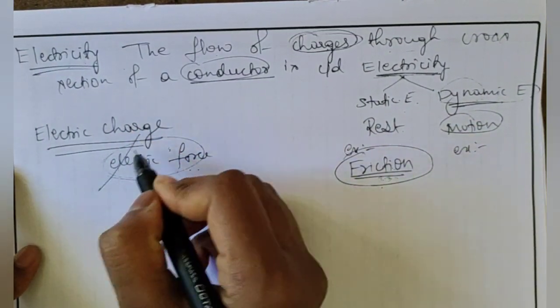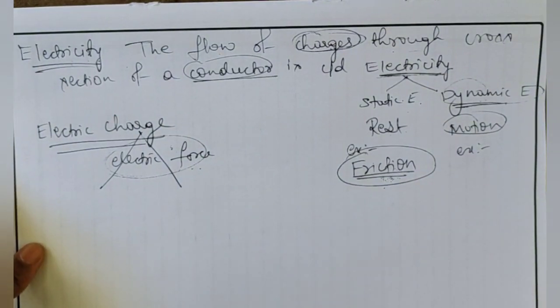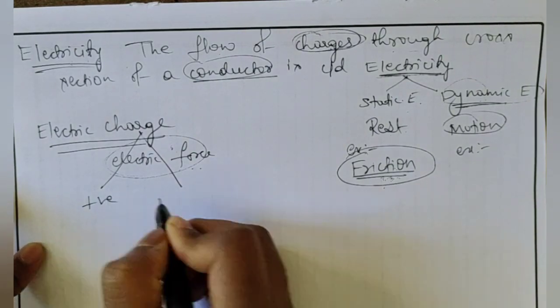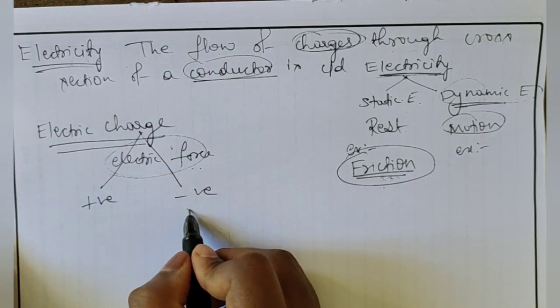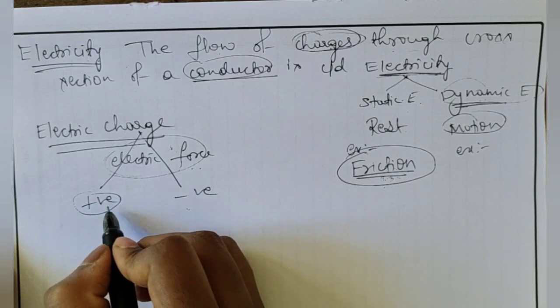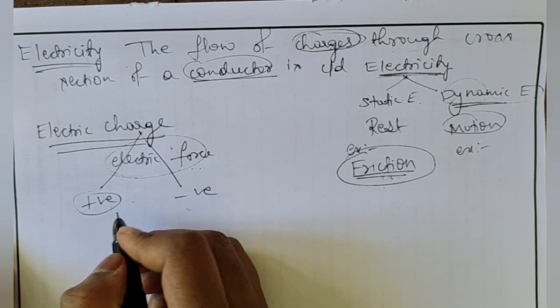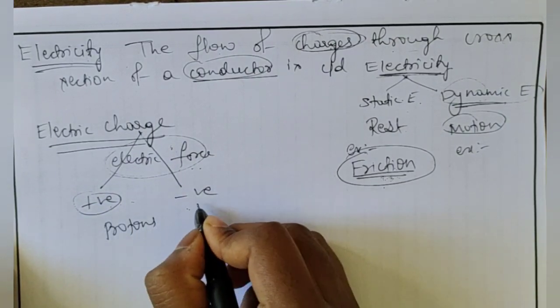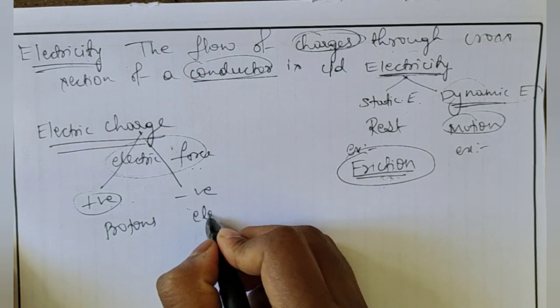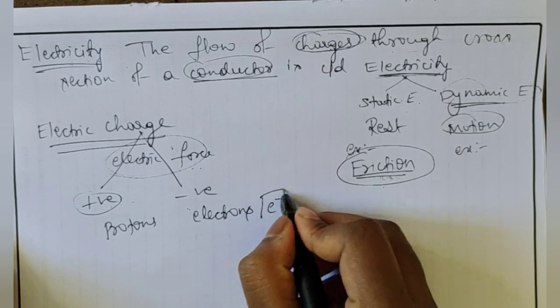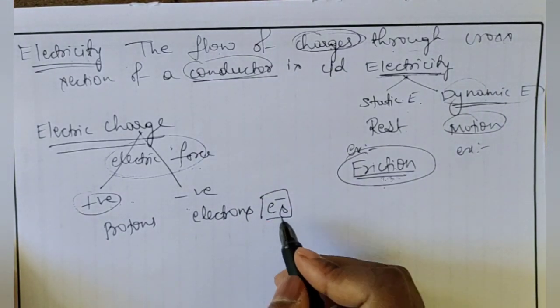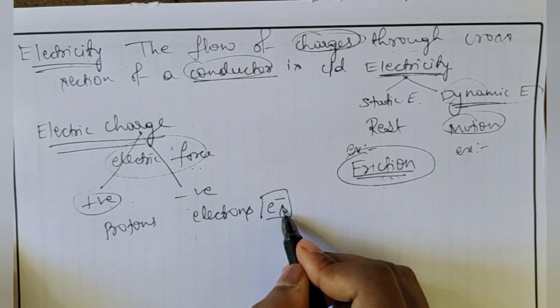Now we already know that charges are classified into two types. What are the two different types of charges? That is nothing but positive charge and negative charge, right? Now, just to recall some terms from your chemistry part, positively charged particles are called what? Protons, no? And negatively charged particles are called electrons. Electrons can be written as e⁻. Whenever I write electrons further on, I'll just write this symbol, so you need to remember this, okay?